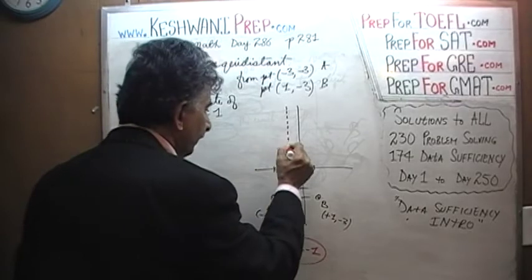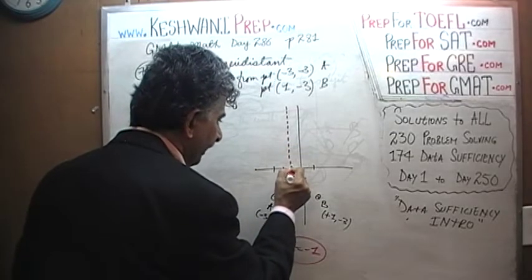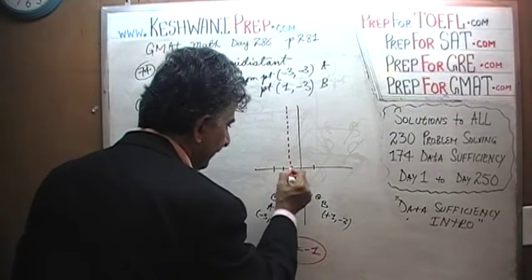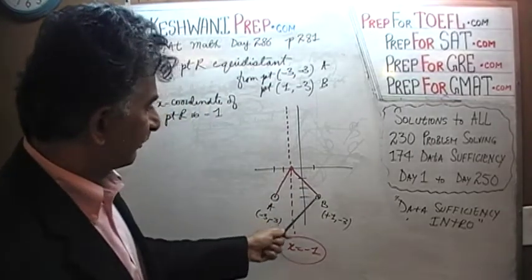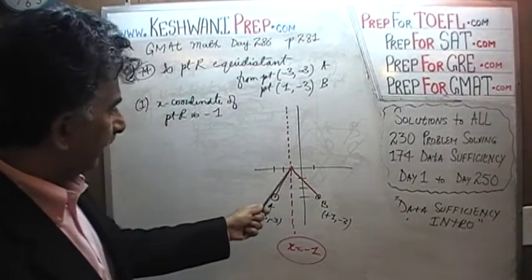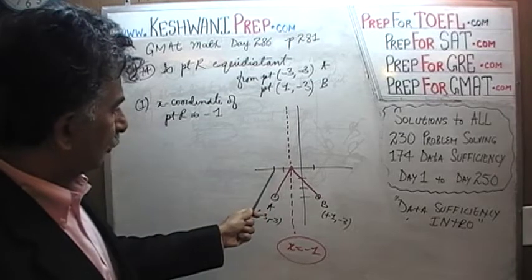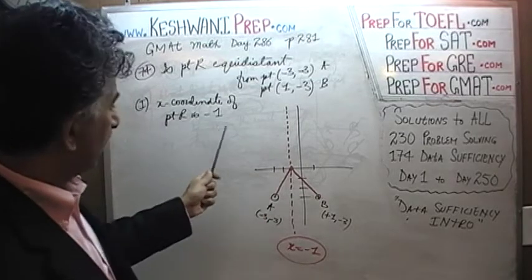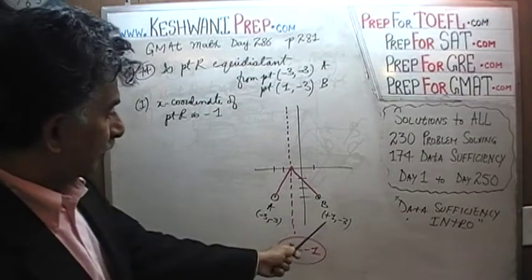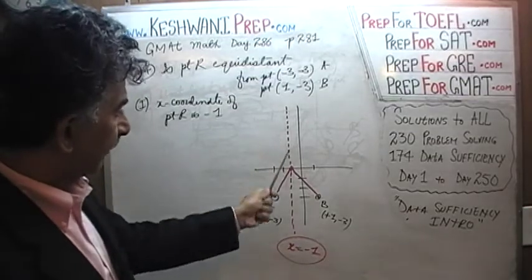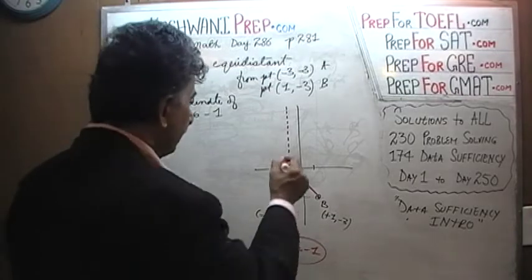Whatever it is, it's just going to make an isosceles. For example, it might be here, in which case it's going to make a nice isosceles triangle right here. The distance from R to A is going to be the same as the distance from R to B, because -1 is 2 units from -3, and -1 is 2 units from +1. So this line here is located right in the center. So it doesn't matter where it is on this line.